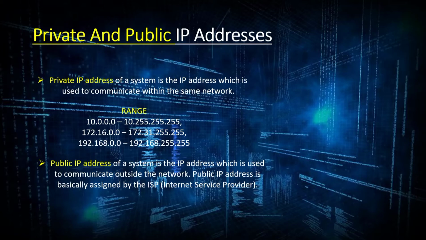Now let's discuss private and public IP address. A public IP address is an IP address that is accessed from the internet. When your computer is connected to the internet, your computer gets an IP address. That IP address is called public IP address. It is a globally unique IP address which is unique in the entire internet network, and without it your computer or device cannot connect to the internet.